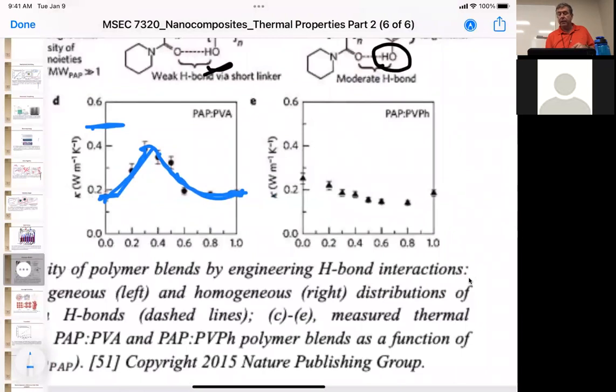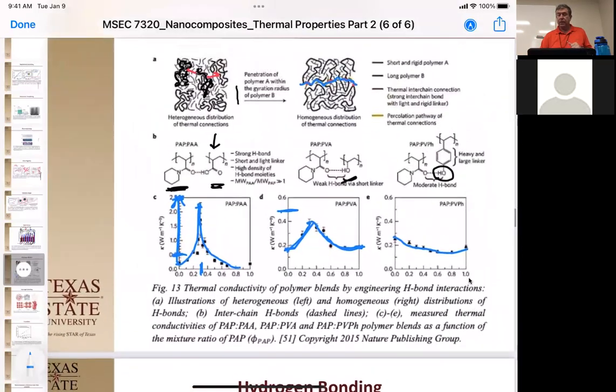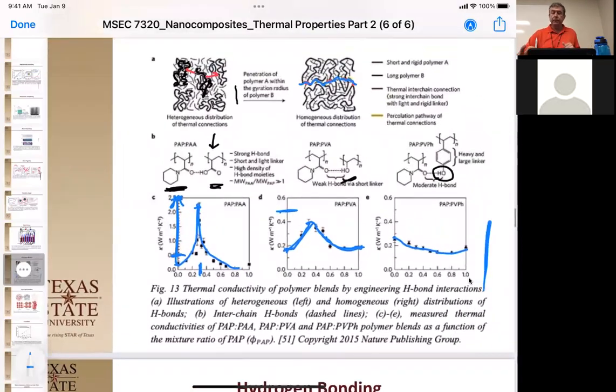And in the intermediate, we actually don't see any enhancement at all. So it's just that it's not creating those thermal pathways in this system. But notice the enhancement here. It's almost 2.5. So it jumps 250%. Okay. But it's only at that 30% mole fraction. I believe it's volume fraction. So that's one of the effects of hydrogen bonding.